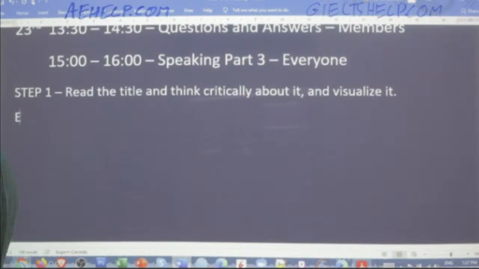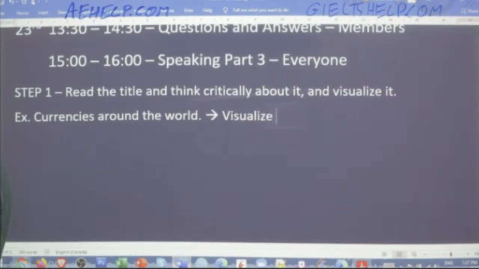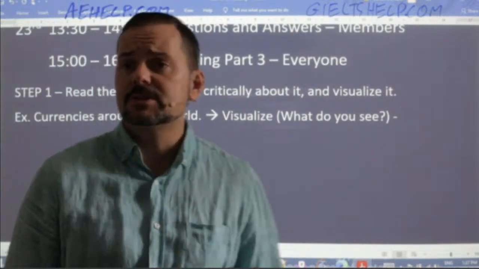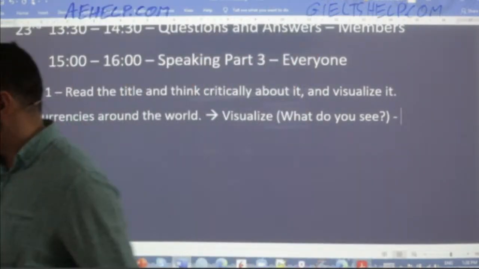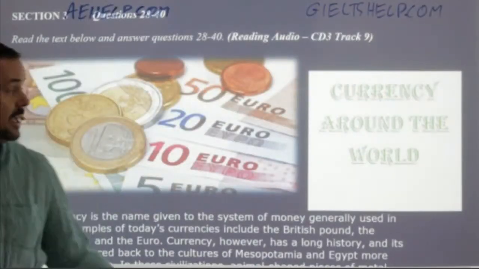Okay, so here's our example. Currencies around the world. Okay, so when you think about this, what can you visualize? Okay, so you visualize it. And the question here, of course, is, what do you see? So when you think about this title and you visualize it, what do you see? Give me some specific information, okay? And here we are, again, just the title and the image.